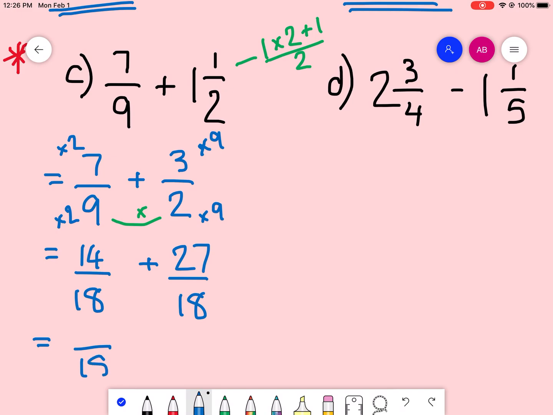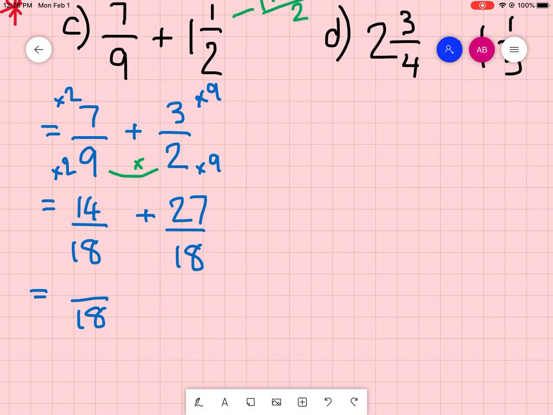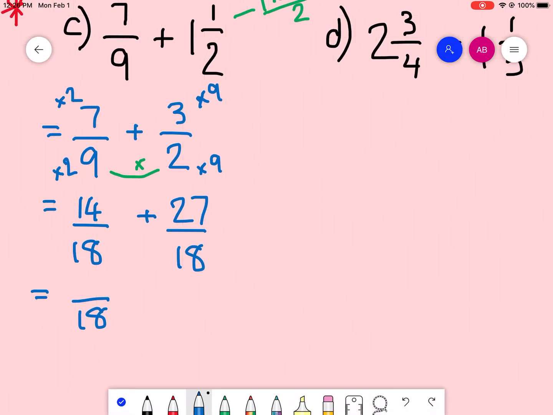Our resulting fraction will have a denominator of 18, and we perform the calculation on the 14 plus 27. So that will give us 41 on top.